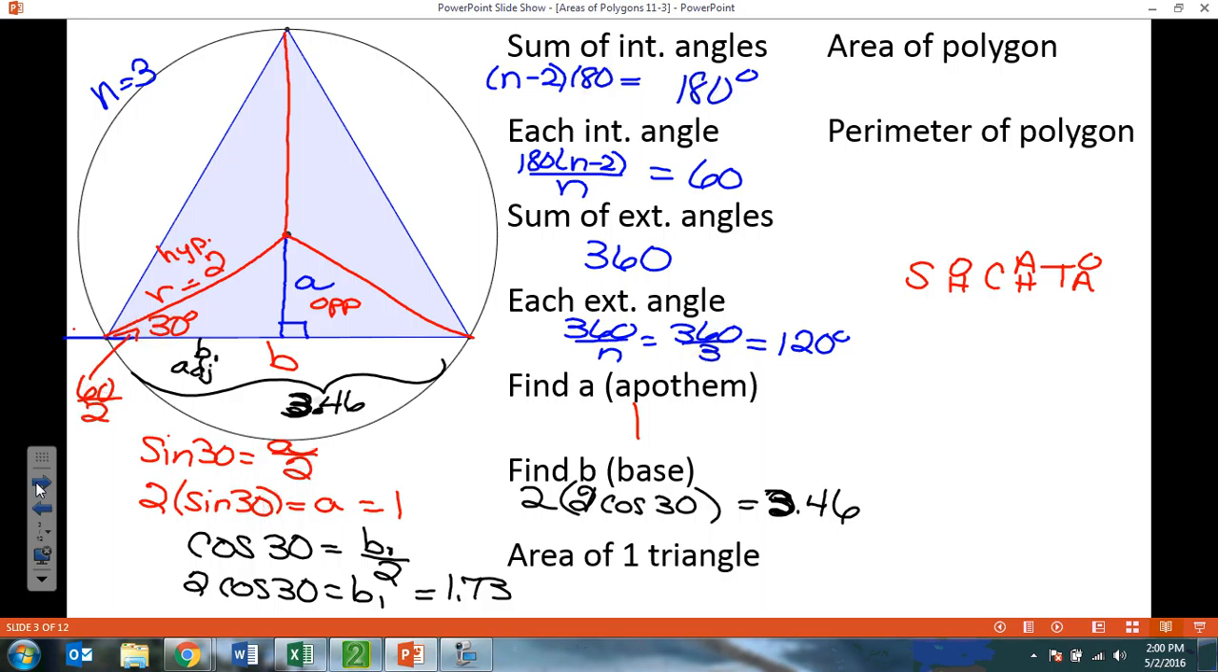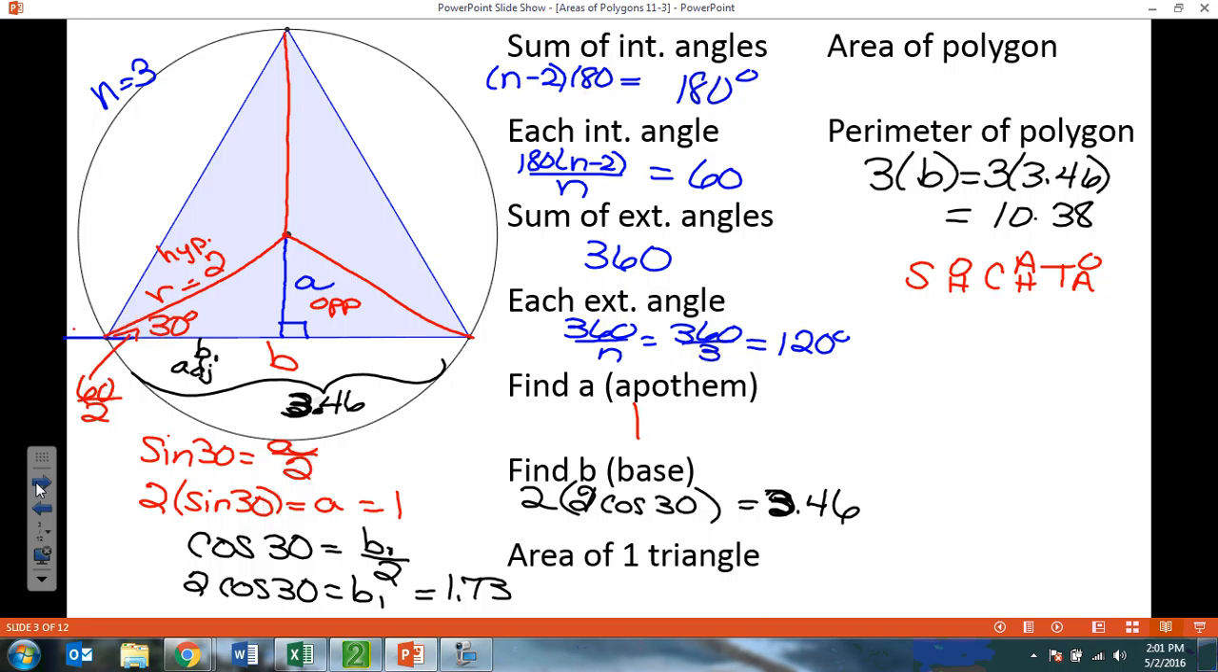Triple it. Yep. There are three sides to our triangle. So if we take it times 3, we get our whole triangle, right? So 3 times our base, 3 times that 3.46. What do we get? 10.38. Okay, 10.38 all the way around. Okay.